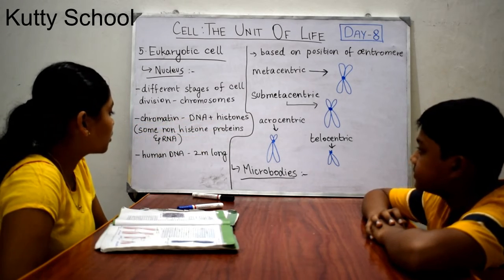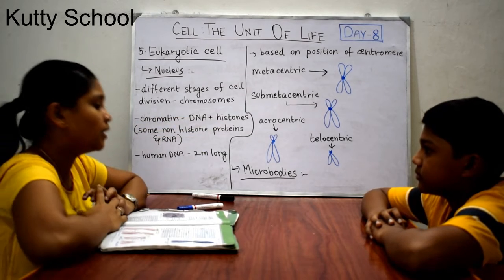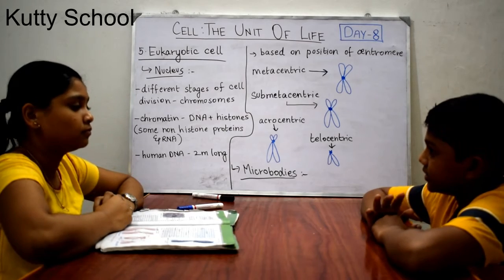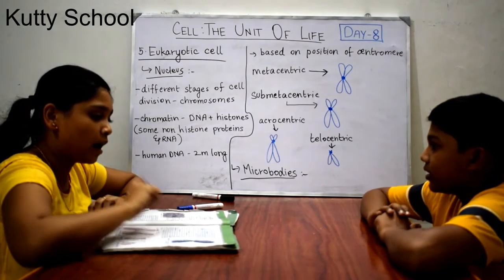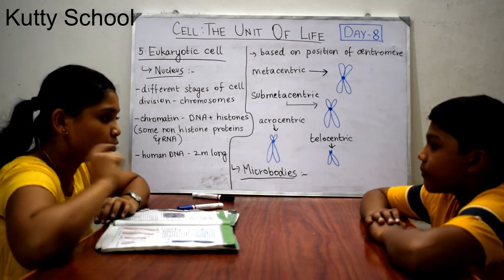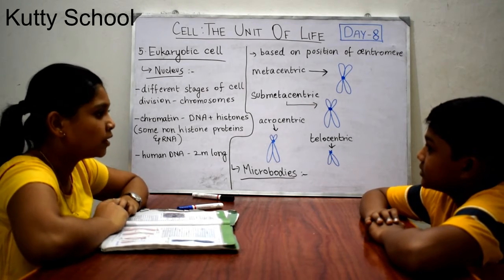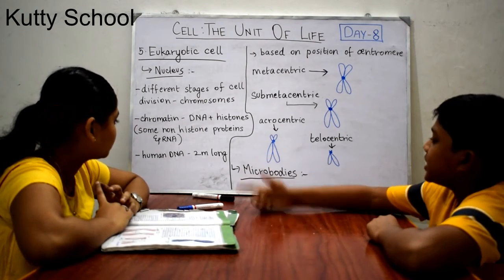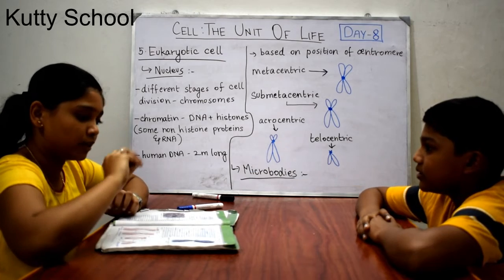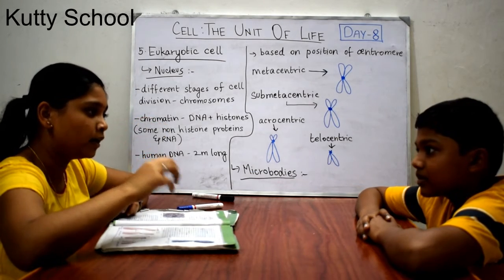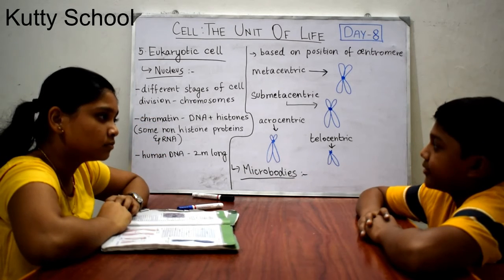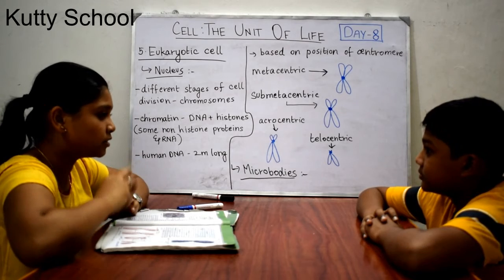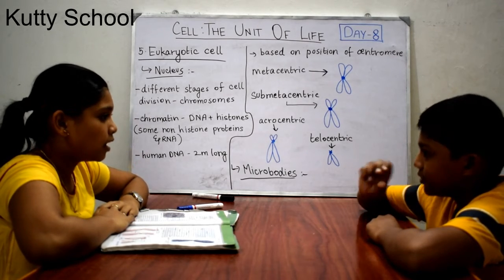Here, the DNA in each human cell is 2 meters long, in a highly coiled manner inside the nucleus. Even a cell itself we cannot see, so how can we say it's 2 meters long? It is a fine thread, highly coiled inside the nucleus, which itself you cannot see.